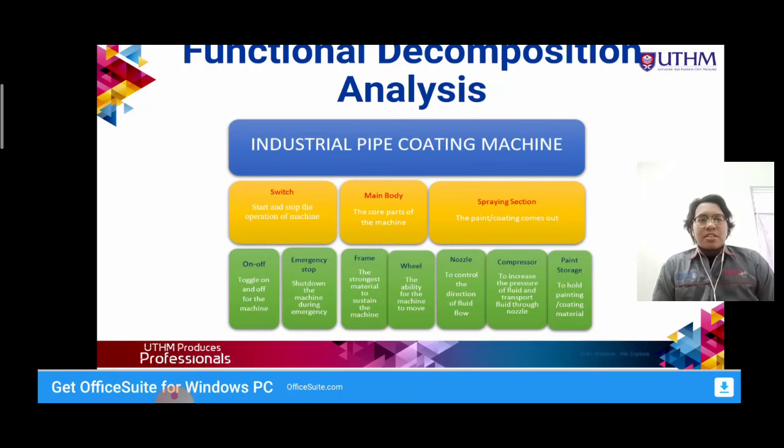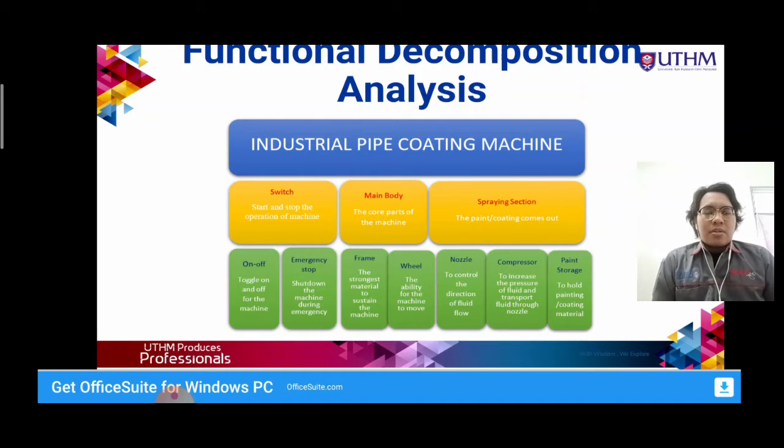First, we have the functional decomposition analysis of our machine, which is the industrial pipe coating machine. As we can see, there are 3 parts, which are the switch, the main body, and the spraying section. The switch functions to start and stop the operation of the machine, and it is divided into 2 compartments, which function as an on-off to toggle the machine, and the emergency stop to initiate emergency shutdown of the machine during an emergency.